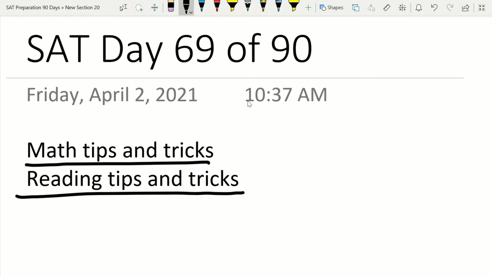Tomorrow is scheduled to be SAT practice test 9 if you're following our 90-day SAT prep series. So that is what you'll be doing tomorrow: taking SAT practice test 9. I want you to have more of these tips and tricks before you take that, so that you can implement them on SAT practice test 9 to hopefully improve your practice test score and ultimately do better on the SAT when you do take it.